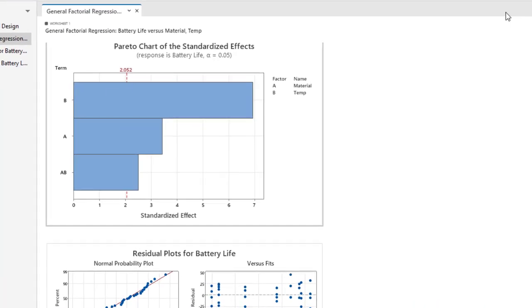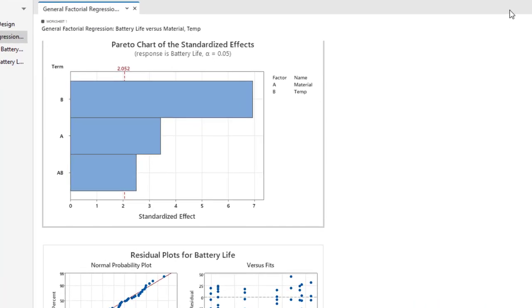The Pareto chart has been made in order to determine which factor or interaction has the greatest effect. So you can see that the term B, temperature, has the greatest effect on the response. Then A, material, has somewhat less effect as compared to temperature, and the interaction has the least effect as compared to temperature and material.